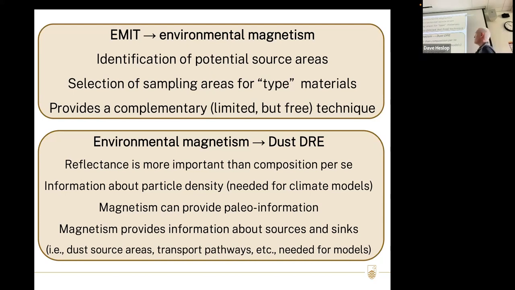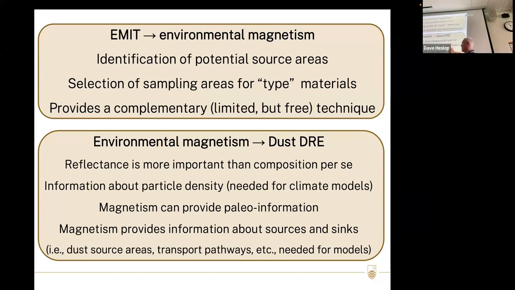In terms of what environmental magnetism can do for dust DRE estimates, of course, one of the key things is reflectance is more important than composition per se. It's the color of the material that's controlling DRE. And we know that, for example, hematites can have a huge range of different colors. So it isn't necessarily a priority to work out how much hematite I have, how much goethite, rather what types of hematite and goethite you may have and what their reflective properties are.